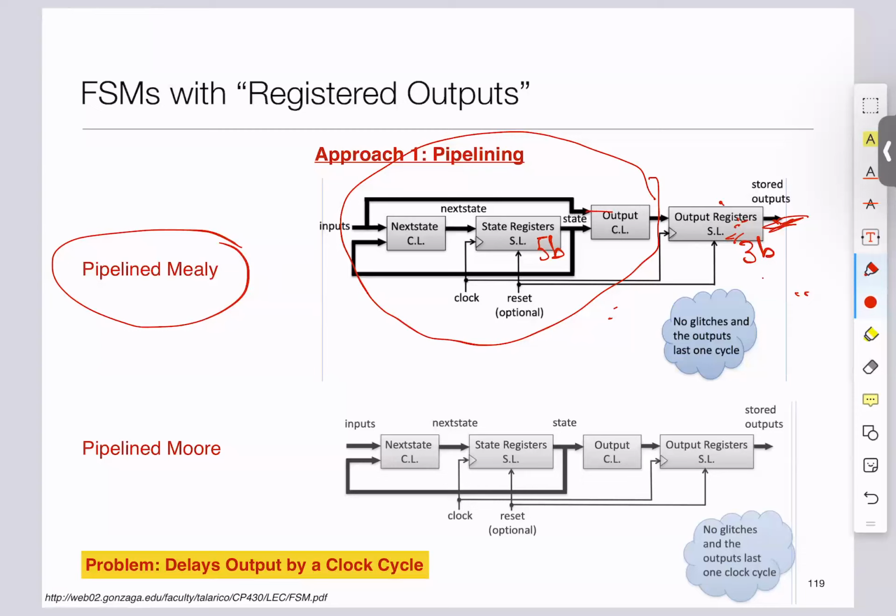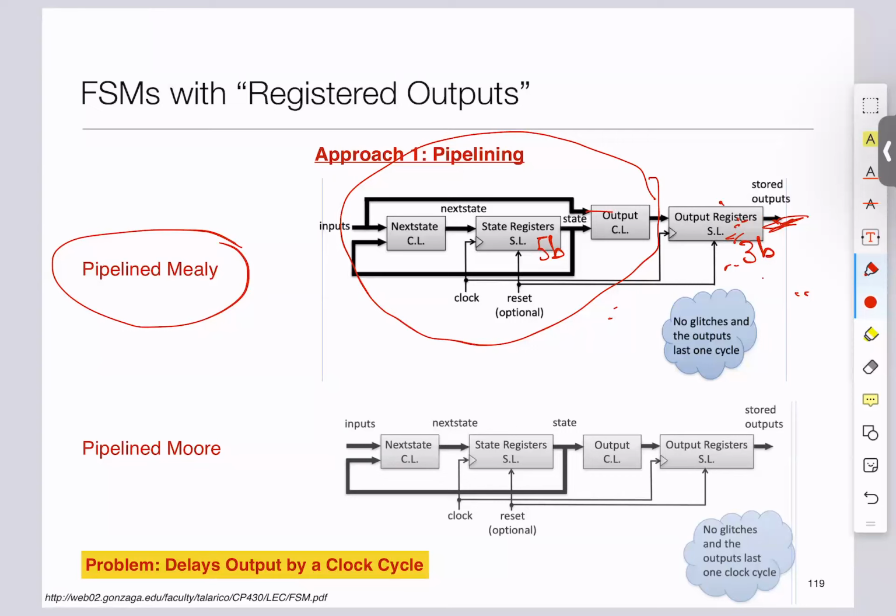5 plus 3, 8 flip-flops. If you have 8 flip-flops, how many states can we have maximum? 2 to the power 8, so 256 states. So whenever you're adding these registers, you're adding state. Okay, it's just that we are calling them output registers, but they're still state. All flip-flops of a system are part of the state.